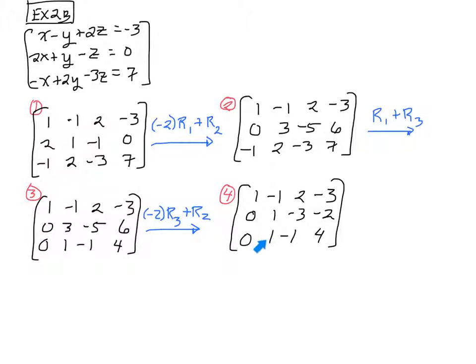So now all I need in column 2 is for this 1 here to become a 0. And I can't just add row 1 and row 3 to make that happen, because I'll lose my 0 here. But I could multiply this row right here by a negative 1, and then those two will combine to give me a 0. So that's our rule. So we're going to take negative 1 and multiply it to row 2 and add that to row 3 to get our next matrix.